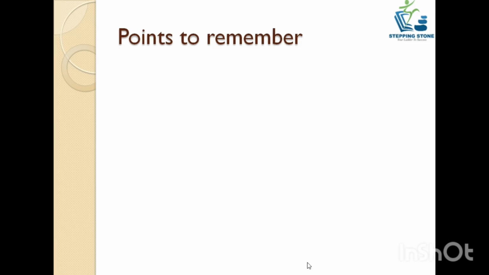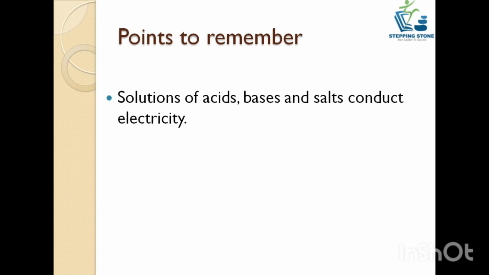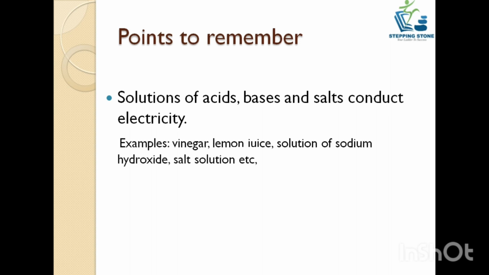Okay, the second point is, remember that solutions of acids, bases and salts conduct electricity. Like your lemon juice and vinegar, these are acidic in nature. Then your sodium hydroxide solution is basic in nature, while your salt solution is a salt.